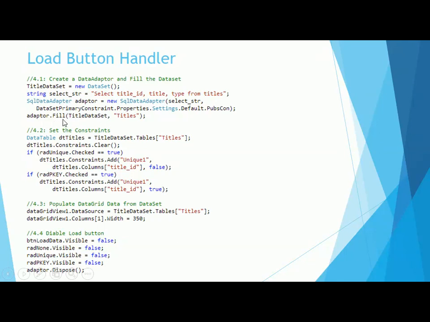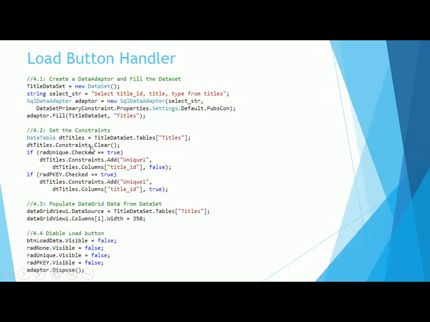After that, I'm making a call to the fill method of the SQL data adapter, and the fill method fills the title data set. When we execute the select statement, we will get rows and columns of data. The fill method actually creates a data table and keeps that data table as part of the title data set. So now the title data set will have a data table, which is nothing but the result of the select query. The second parameter names the data table as titles. That's all going on in this 4.1 section.